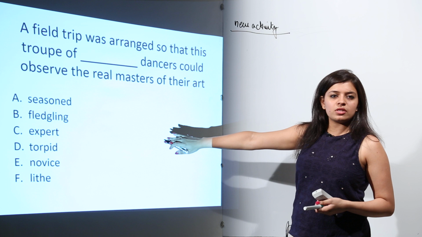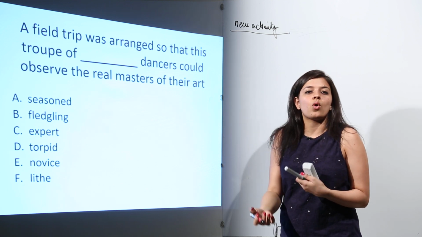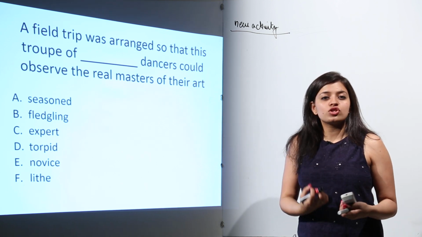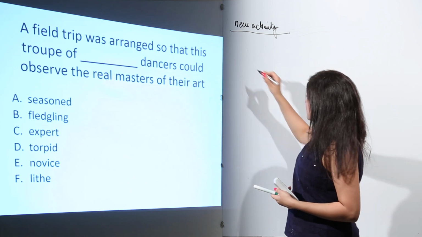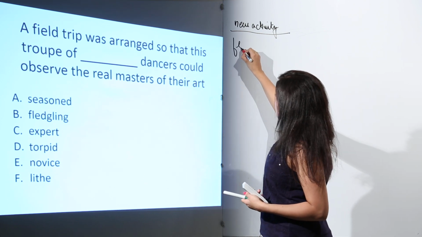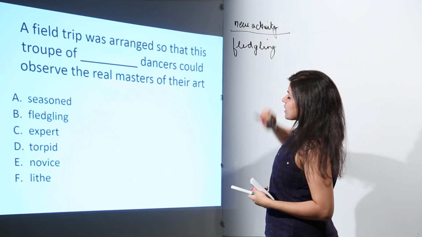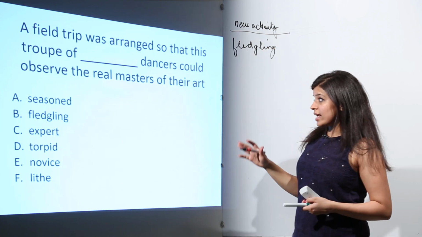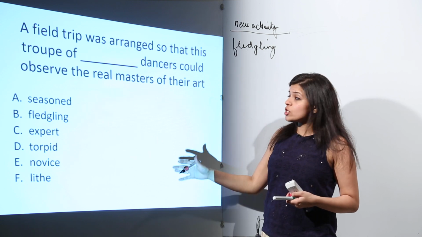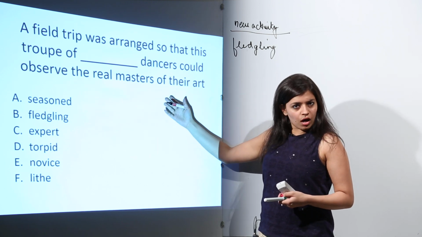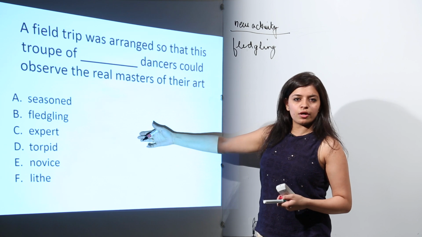Fledgling. What does fledgling mean? Fledgling means something that has just been born, something that is new, something that is not developed properly. So we can say that fledgling can be a part of this blank. Expert. Obviously they were not experts, that is why they were brought to observe the real masters of their art. So expert cannot be a part of it.